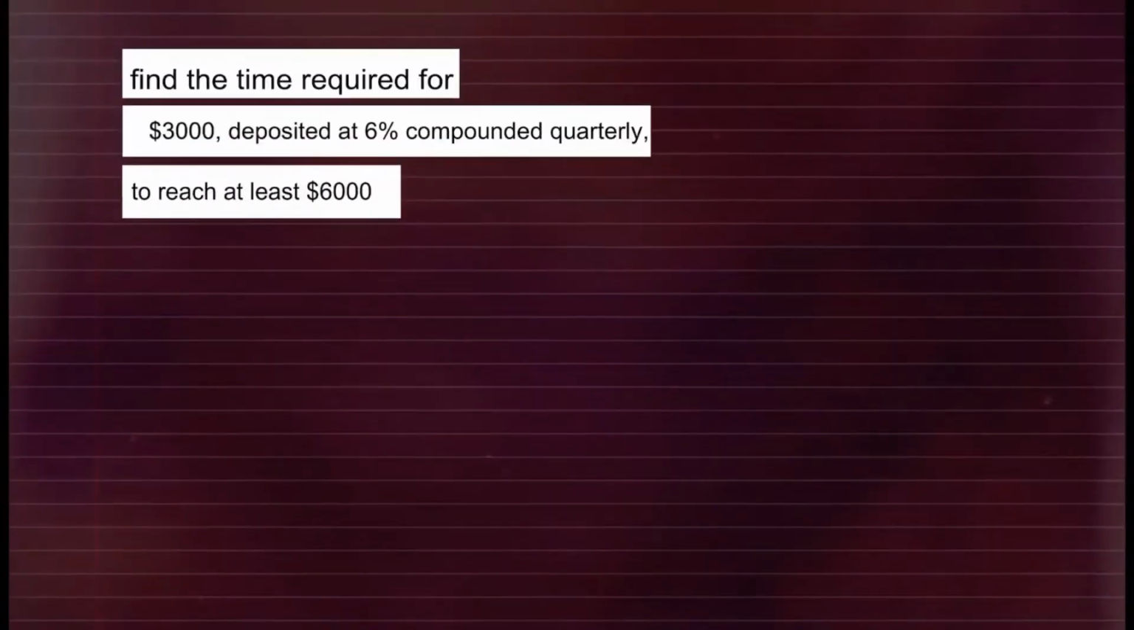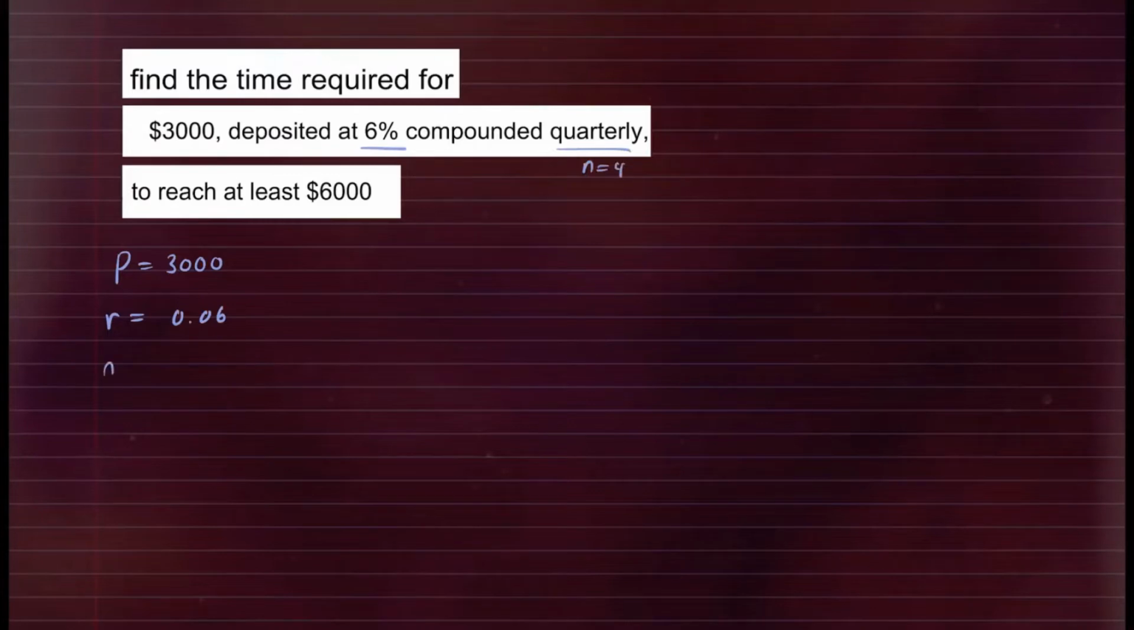We want to know what is the time required for $3,000 deposited at 6% compounded quarterly to reach at least $6,000. So you're starting with $3,000. This is your starting amount, so let's call that P. We're getting an interest rate of 6%, so R is 6%, which is 0.06 in decimal. And we want to compound it 4 times a year, so quarterly means your N is equal to 4.